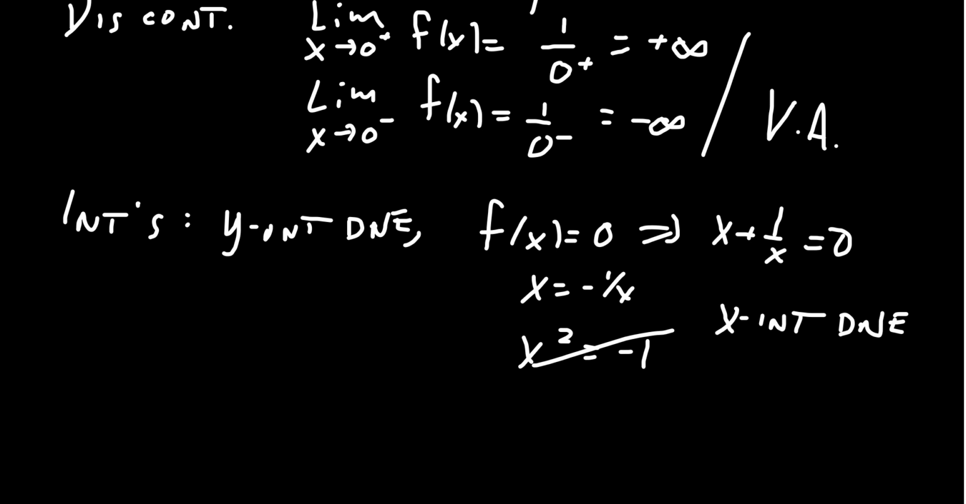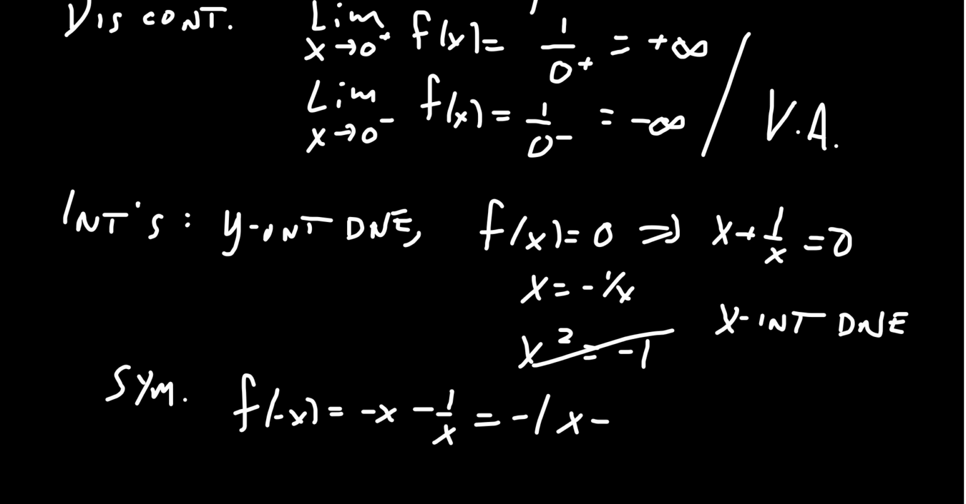In terms of symmetry, this graph does actually have some symmetry. I normally don't care about it, but if you look at f of negative x, you end up with negative x minus 1 over x, which if you factor out the negative 1, x plus 1 over x, you end up with negative f of x. So this indicates that our function's odd. And so if we were graphing it, it should be symmetric with respect to the origin.